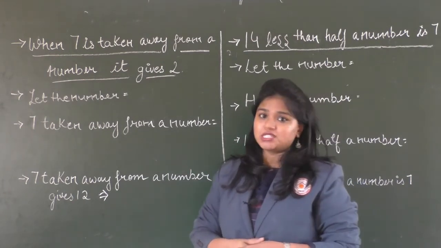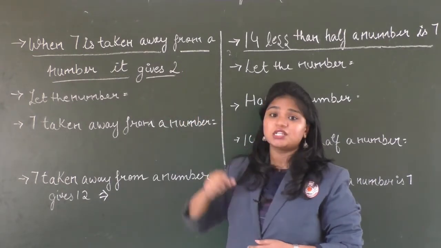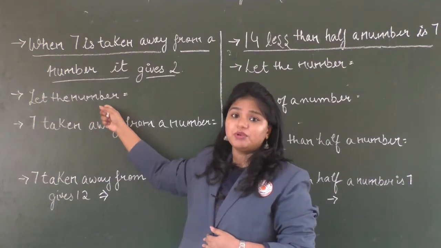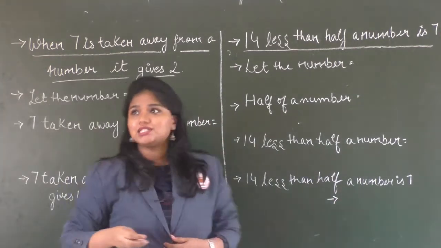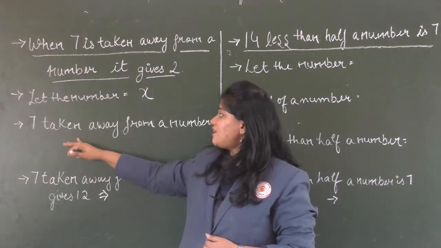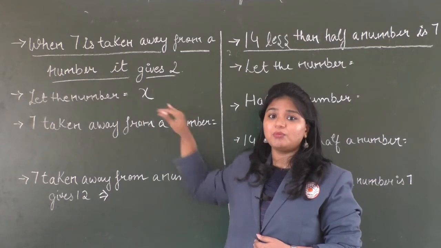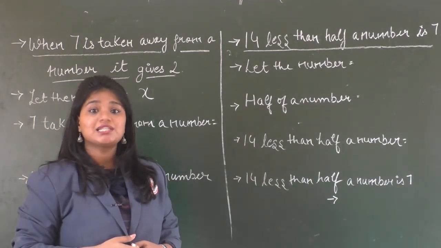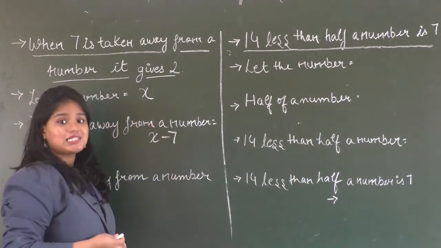The first statement says, when 7 is taken away from a number, it gives 12. So what will be the first thing? We will let the number as x. Now, the second part says that when 7 is taken away from a number. So we have already taken the number as x. So now what will we do? Taken away means subtracting. So it will be x minus 7.